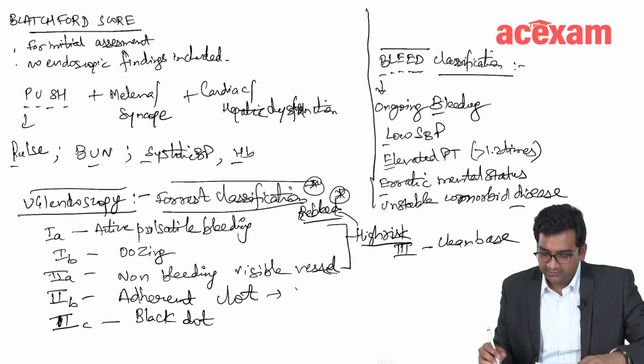If there is adherent clot, it is intermediate risk of rebleeding, and this black dot and clean base is low risk.